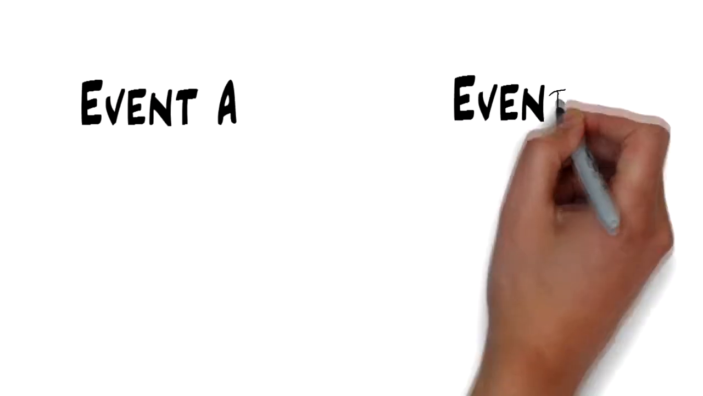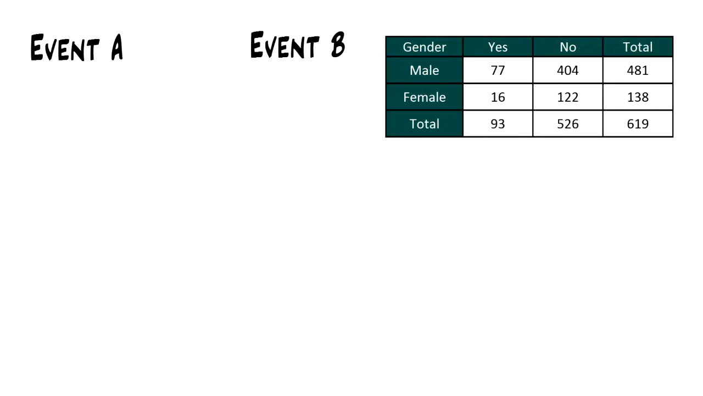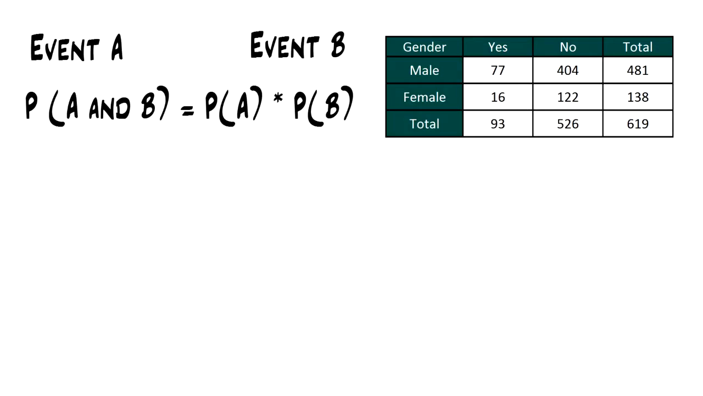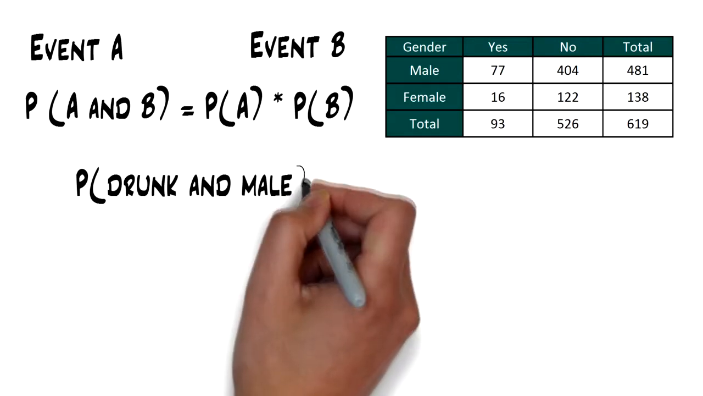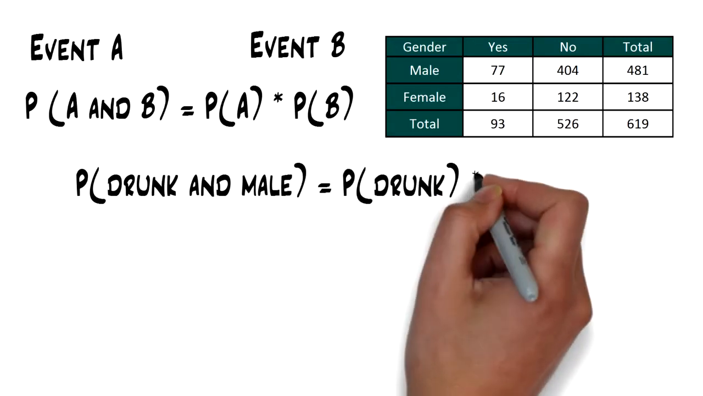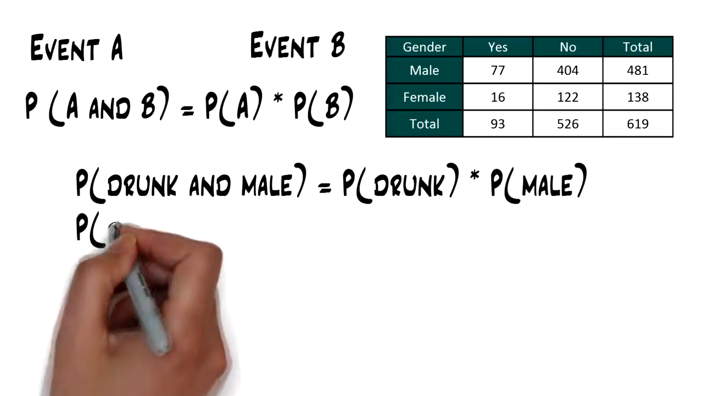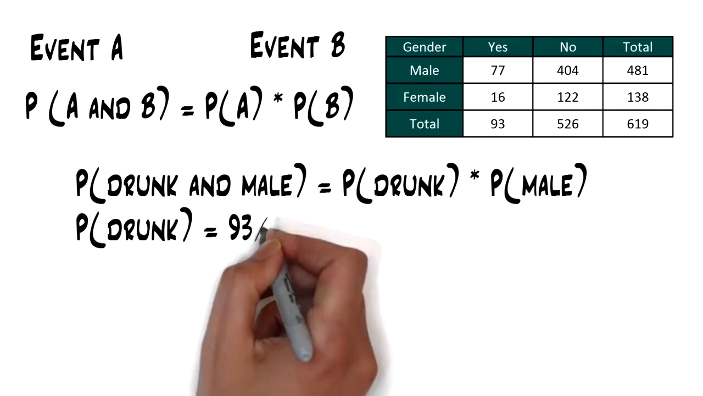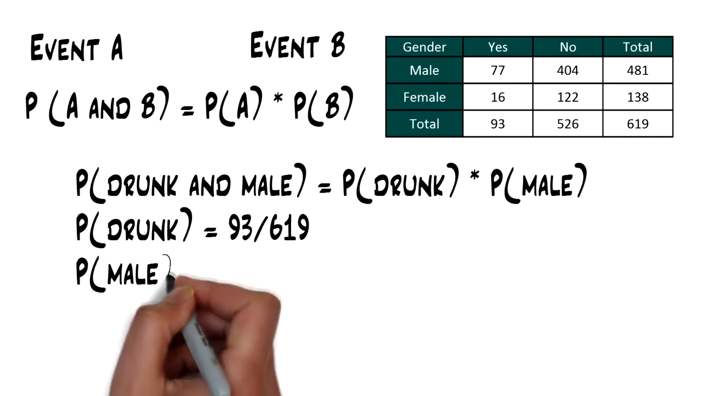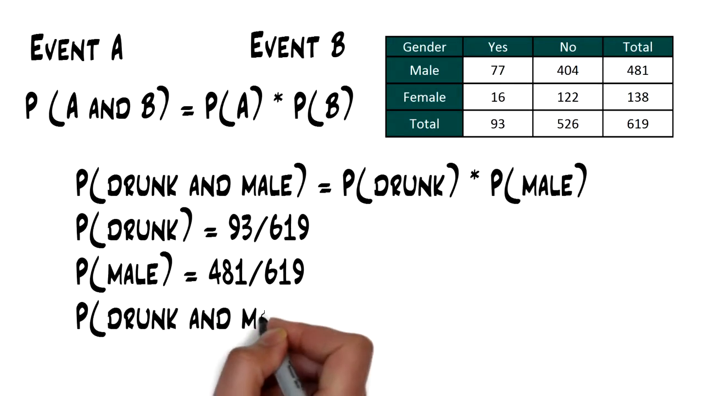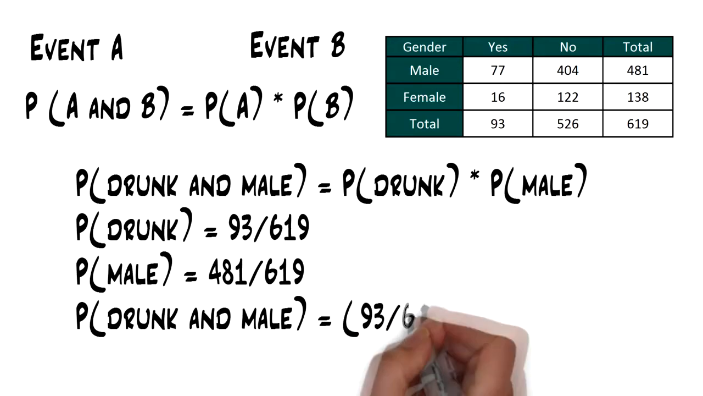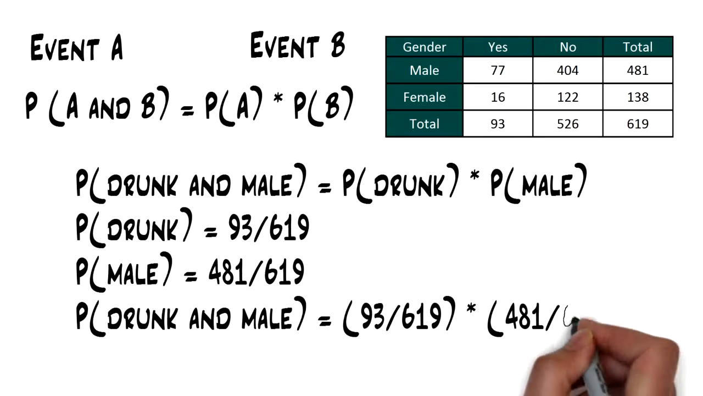If events A and B are independent, then the probability of A and B equals the probability of A times the probability of B. We use this rule for calculating expected counts 1 cell at a time. Applying the rule to the first top left cell, if driving drunk and gender were independent, then the probability of being drunk and male is equal to the probability of being drunk times the probability of being male. By dividing the counts in our table, we see that the probability of being drunk is equal to 93 divided by 619, and the probability of being male is 481 divided by 619. So, the probability of being drunk and male is 93 divided by 619 times 481 divided by 619.